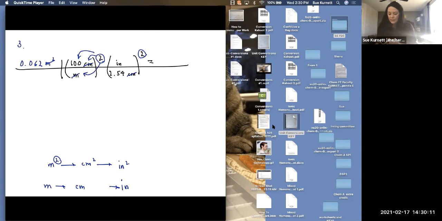So 0.062 times 100 squared divided by 2.54 squared equals, and I got 96.10019222. The units were inches squared, and I started with two sig figs. These conversions were exact, so they don't limit our sig figs. I end with two sig figs.